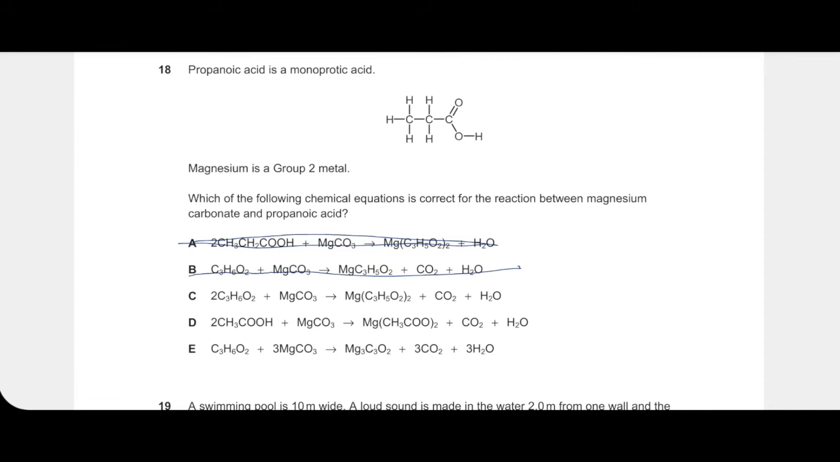D, that is incorrect because that's the wrong acid altogether, though it's in the right ratio of 2-to-1. And E, that's in the wrong ratio, 1-to-3 instead of 2-to-1. And therefore, your answer is C. That is question number 18 completed.